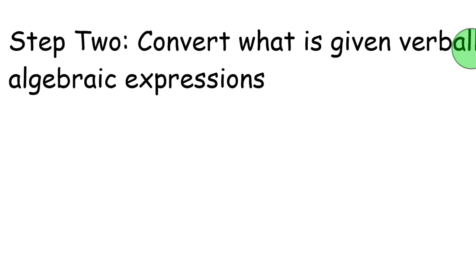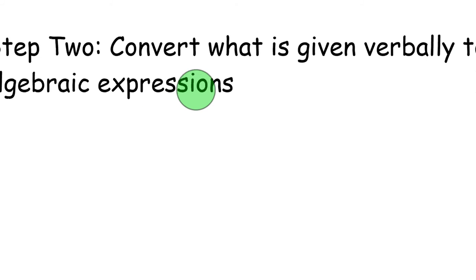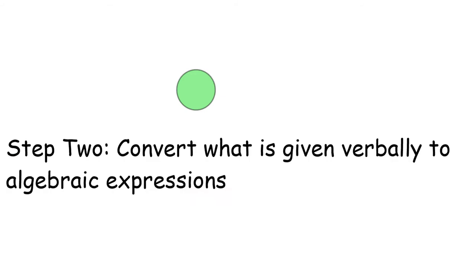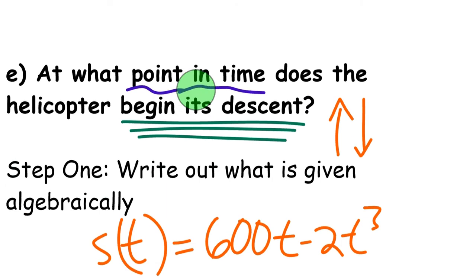Next, we're going to convert what is given verbally to algebraic expressions. So the thing is, we've got to figure out how to convert "begin its descent" into words and into an algebraic expression. A lot of students have trouble with this, but when you draw a picture like this, this can really help. So notice what happens right here.